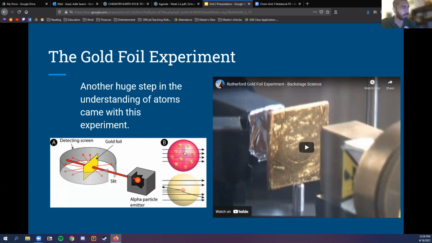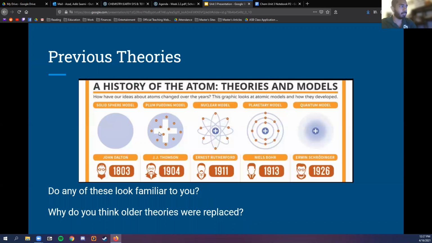They'll go right through. But what ended up happening was that a few of those particles end up getting deflected or reflected right back. And that proved to the person running the experiment that there is a core to our atom. And that core is very positively charged because it deflected those positively charged alpha particles, right? And so we end up with our nuclear model.